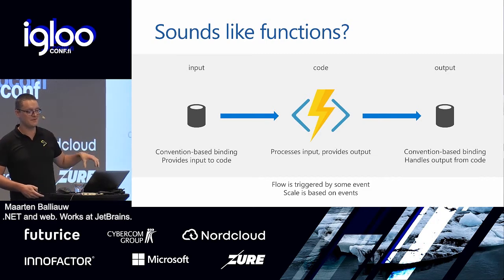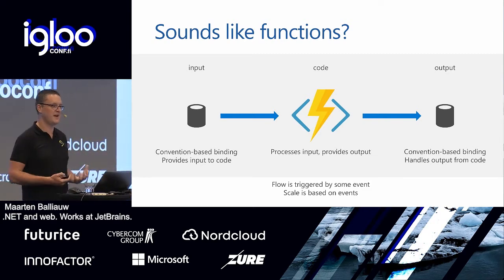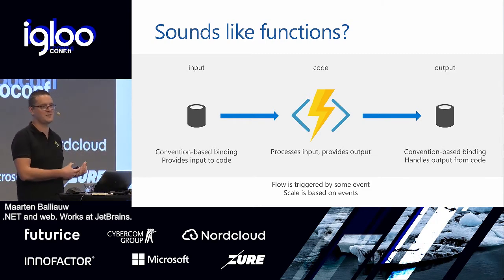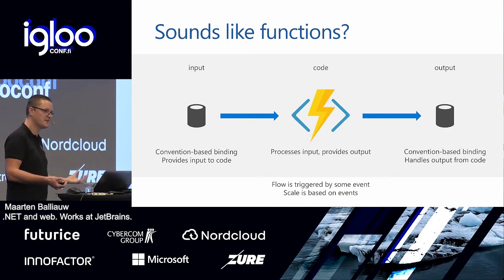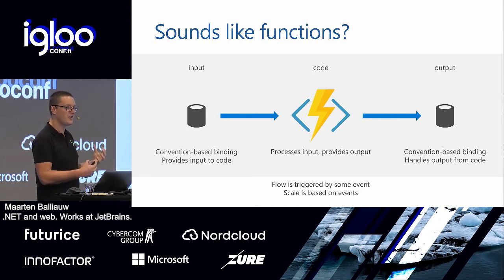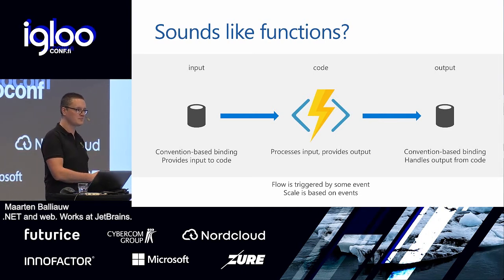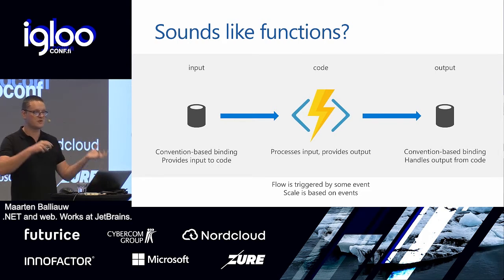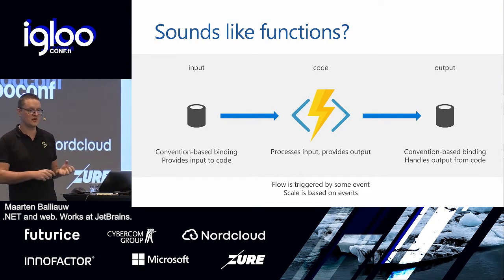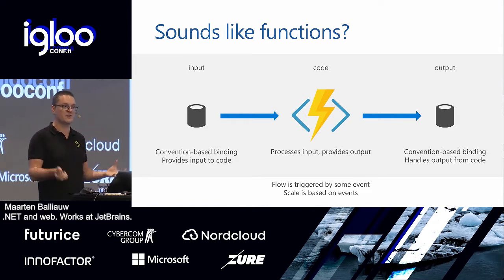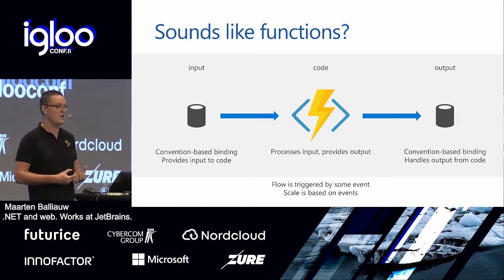That input is something that comes from a convention-based binding. You bind to a queue, you bind to an HTTP endpoint, you bind to a service bus queue or whatever, and that thing provides the input to your code. Your code then does something, but it doesn't have to care about where it should be writing that output. The code just passes along the output to the runtime of functions, and functions handles whatever the output is that is going on in there.